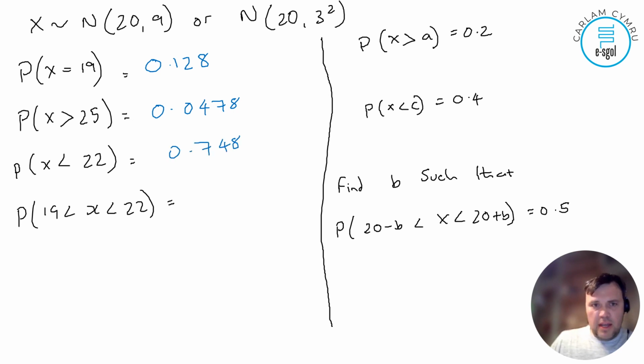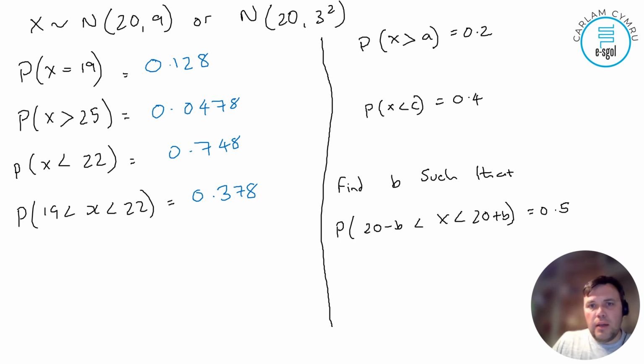0.748. And then the last one, we have a lower value of 19 and an upper value of 22. The standard deviation is 3 and the mean is 20. And then this is going to equal 0.378. Those are just there to show you how I've got them, okay?